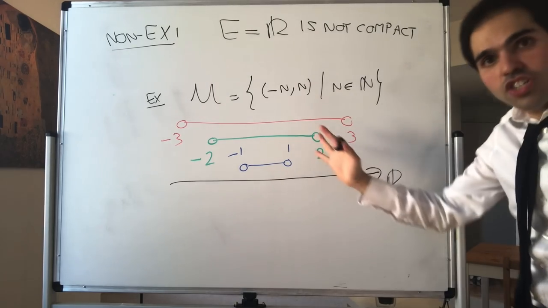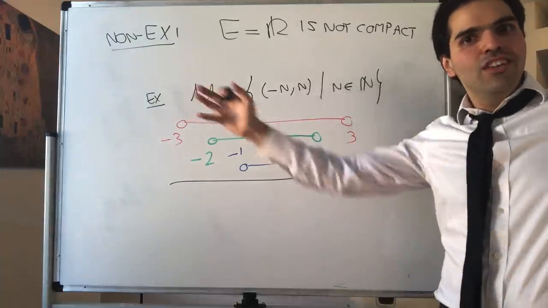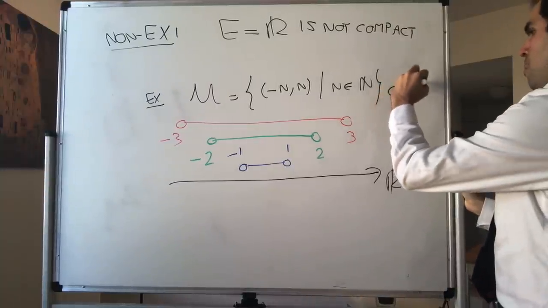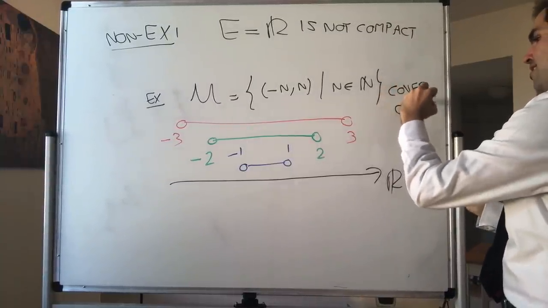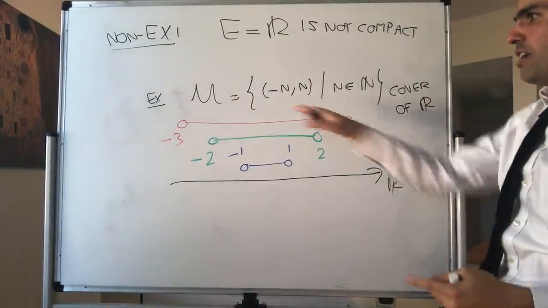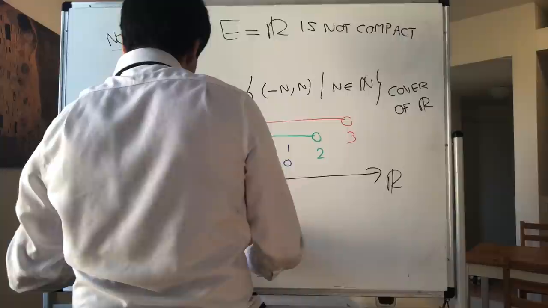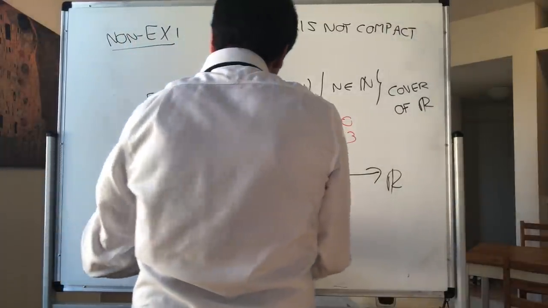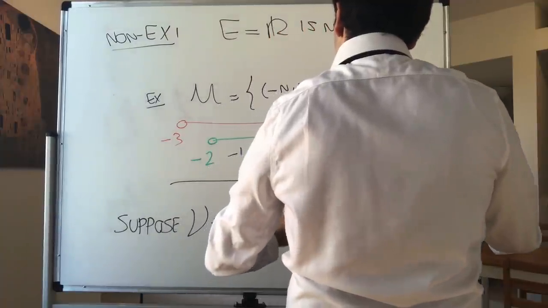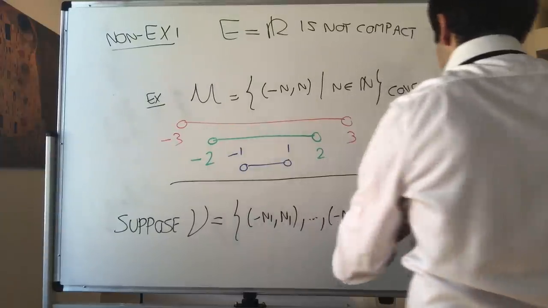Then this actually covers all of R because those are just balls with eventually infinite radius. So it's a cover of R. It's my favorite cover band, right? On the other hand, I'm claiming that U has no finite subcover. Because suppose V, which has only finitely many elements, let's say (-n1, n1) up to (-nk, nk), is a finite subcover.